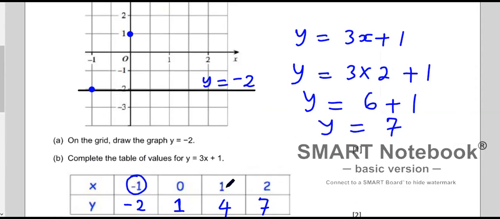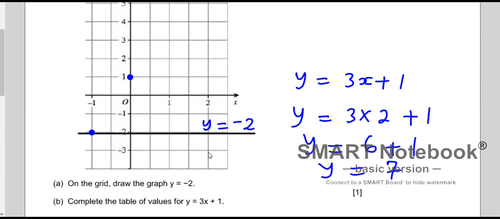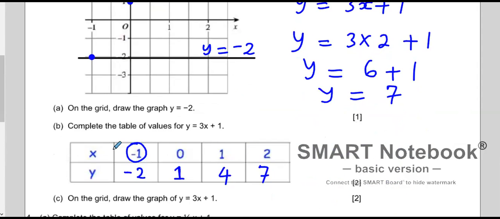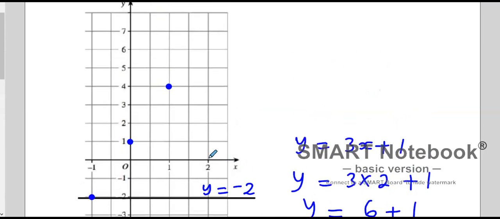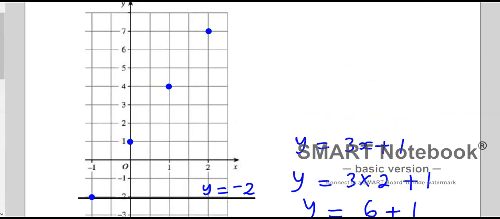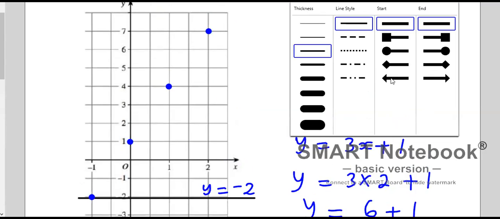And then x is 1, y is 4. So keep a dot somewhere there. X is 2, y is 7. So you keep a dot there. Then you take a pencil and try to connect those points using a ruler.